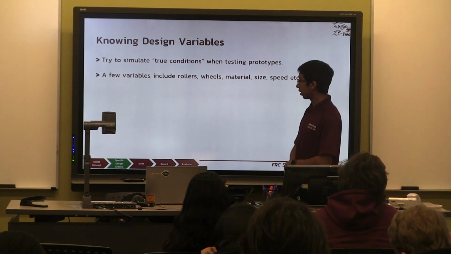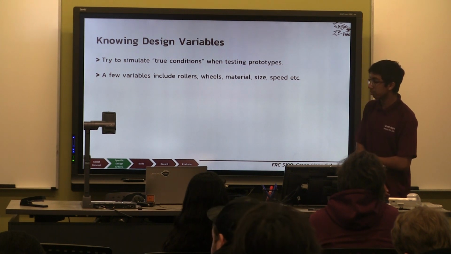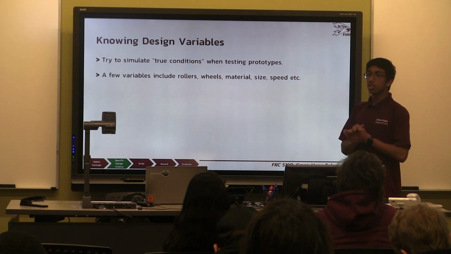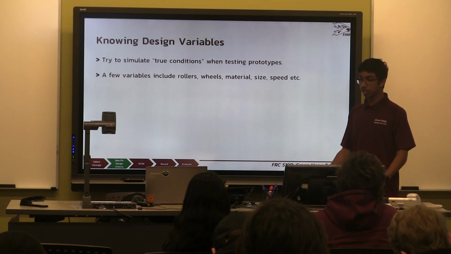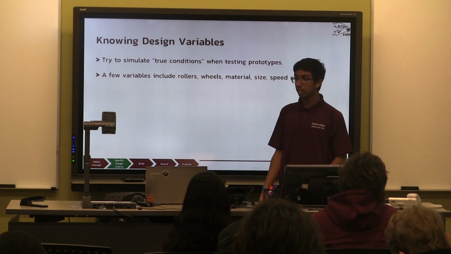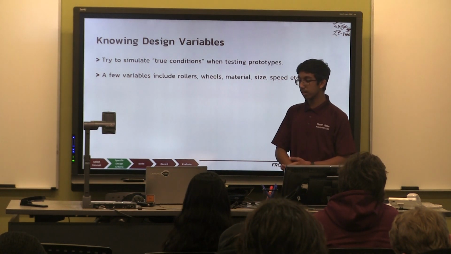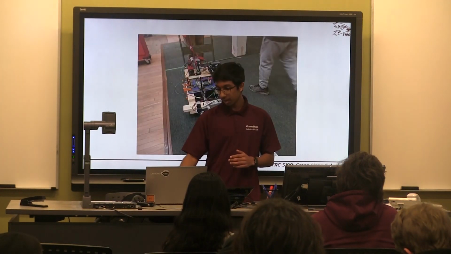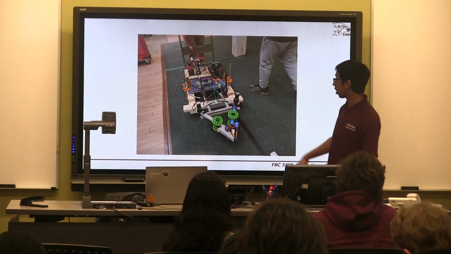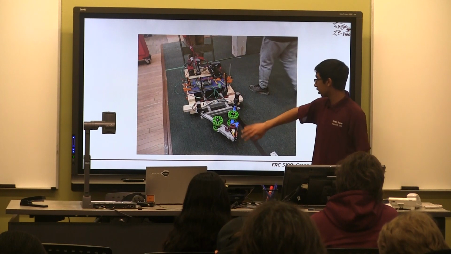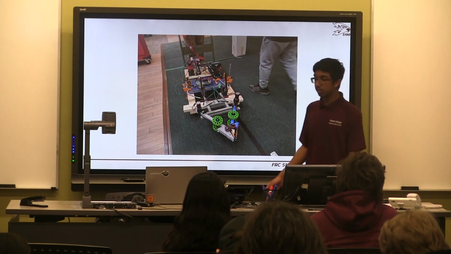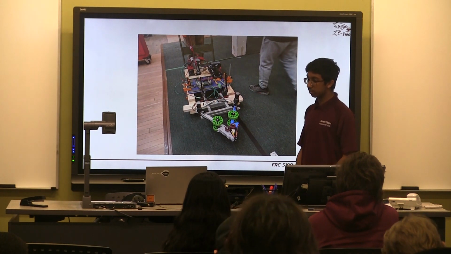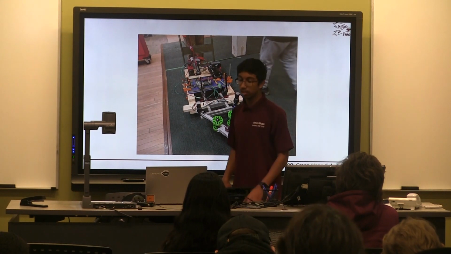Next, knowing design variables. When you're building a prototype, you want to try to simulate true conditions when testing. If you're testing a prototype while holding it, you're probably not going to be moving the intake mechanism in the same way that a robot might move it. So one good way that we decided to avoid human influence is by taking a simple cart, adding a bunch of plywood blocks, and just mounting our intake mechanism onto there. That's a good way to avoid human influence, since driving the cart while using the handles actually accounts for how the robot might move in the first couple of weeks.